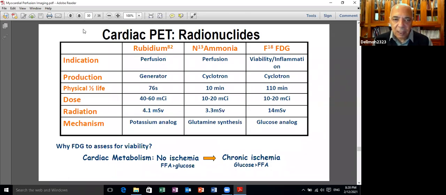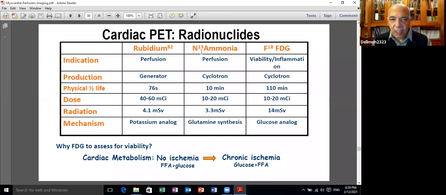Rubidium has the advantage that it can be generated in the lab and doesn't need a cyclotron. A cyclotron is a machine which accelerates different positively charged particles, essentially the proton and the positron. These are positive particles, and they can be accelerated. Acceleration produces a higher energy. This makes it more expensive and not available everywhere, but rubidium fortunately can be generated in the lab without a cyclotron. But the problem with rubidium is that its physical half-life is very short, just 76 seconds.